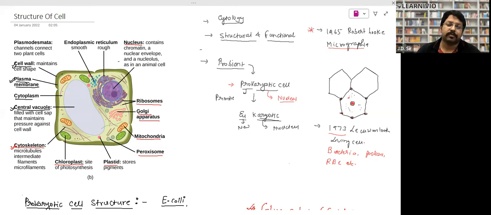So you have to remember, if you get the question, who saw the first cell, he was Robert Hooke. But who saw the first living cell? He was Antony von Leeuwenhoek. So this was a small piece of information which I wanted to give you.